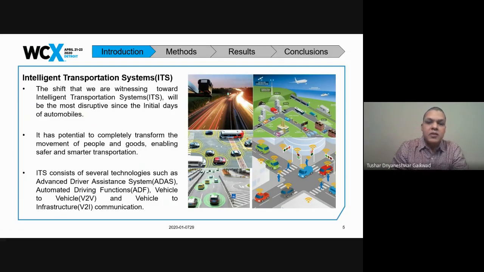The shift we are witnessing towards the intelligent transportation system will be the most disruptive since the initial days of the automobile. It has the potential to completely transform the movement of people and goods, enabling safer and smarter transportation. ITS consists of several technologies such as Advanced Driver Assistance Systems (ADAS), Automated Driving Functions (ADF), Vehicle to Vehicle and Vehicle to Infrastructure communication.